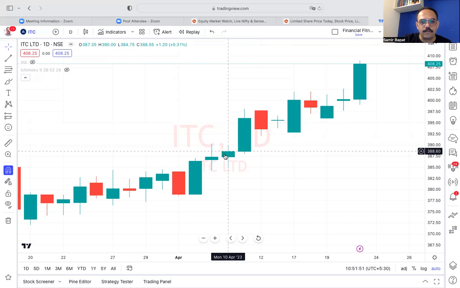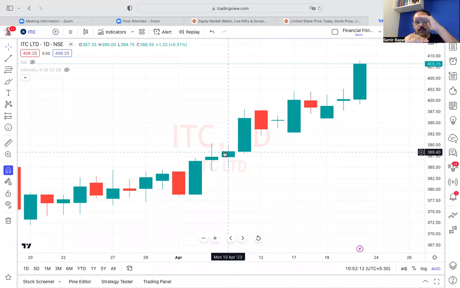From this point, from this body till the highest point, which is 390, one line is drawn on the upper side of the body, and a lower was 384, a line was drawn. So this is lower wick, upper wick. So this is a complete candle, a body colored between open and close.